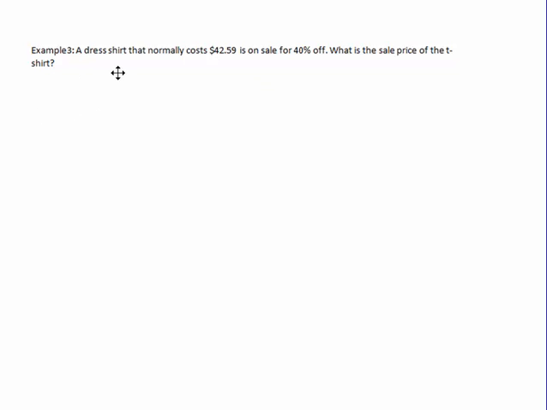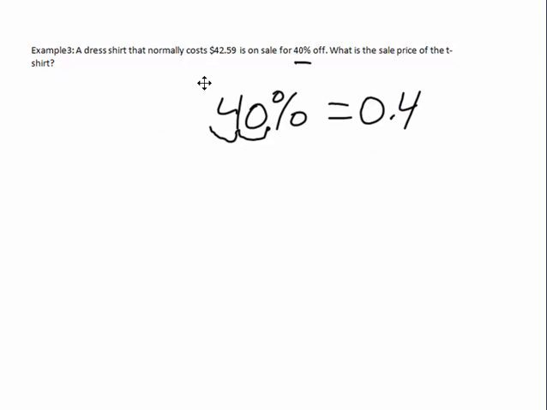So here in example 3, a dress shirt normally costs $42.59, and it's on sale for 40% off. We want to find the sale price of this shirt. Before we do anything, let's find out what is 40% as a decimal. Here's my decimal. I want to move that 2 units to the left. So 40% is really 0.4. Let's find out what 40% of 42.59 is. We would say 42.59 times 0.4.